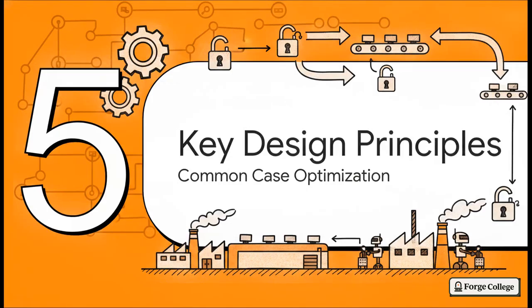Which brings us to Section 5, 3 key design principles, optimizing for the common case. Let's distill everything we've been drawing up today into a few concrete engineering rules for mastering this factory floor. If you want to optimize for the common case and build truly high-performance dApps, these are your golden rules.